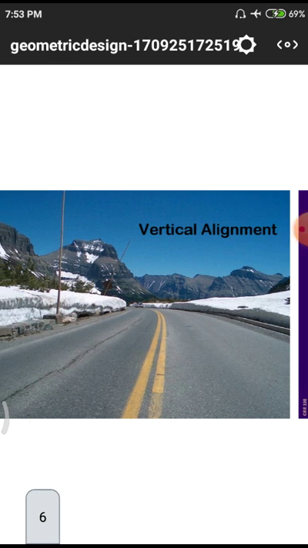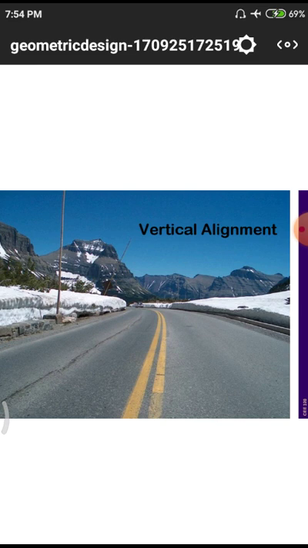Okay, this is the particular vertical alignment. Normally I have said that these vertical alignments we have to observe in hilly areas. Why? Because in hilly areas we don't have flat terrains. Normally inclined terrains are found in hilly areas, so we have to lay a road with these vertical alignments only. Why? Because we don't have to do proper groundwork.